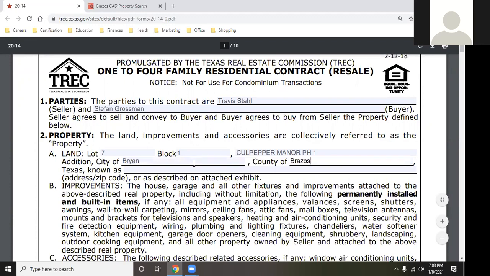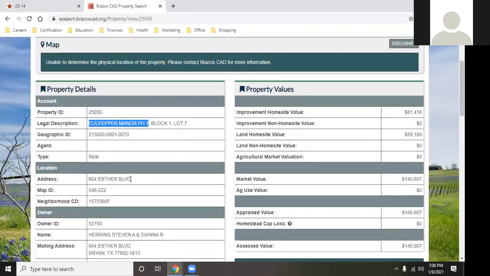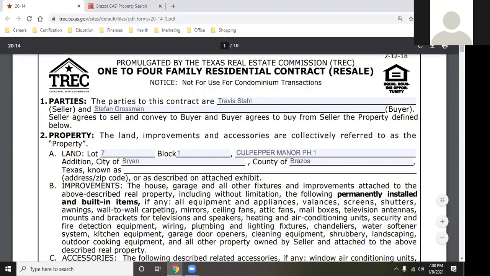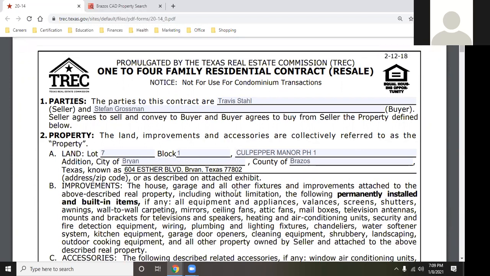County of Brazos, and this is where you're going to put the normal address. Do you see what I'm saying here? Okay, so you're going to put Esther Boulevard, and you're going to say Bryan, Texas, 77802. Now, if you'll notice right here, it normally just says all you got to do is put address and zip code. You can. I always just like to spell it out, but you don't have to.